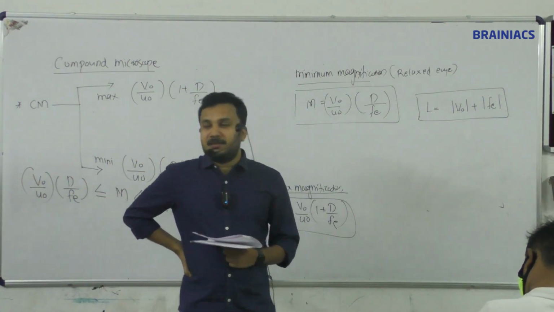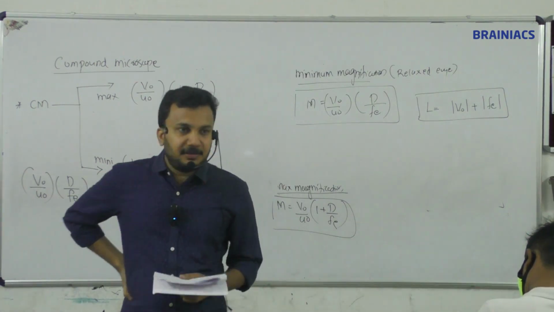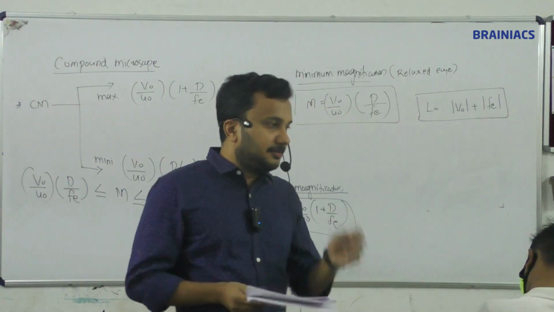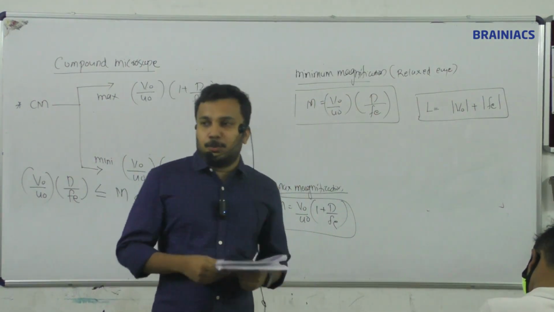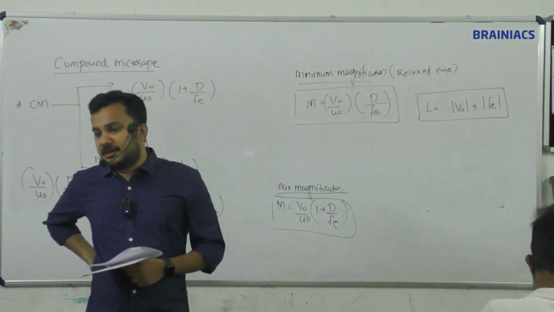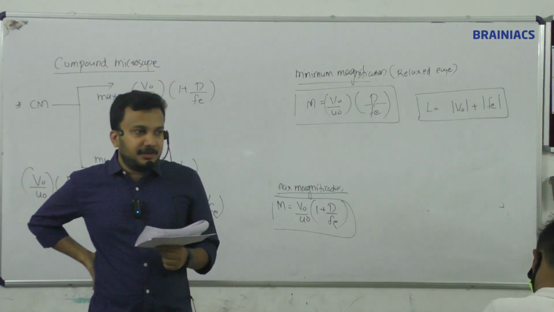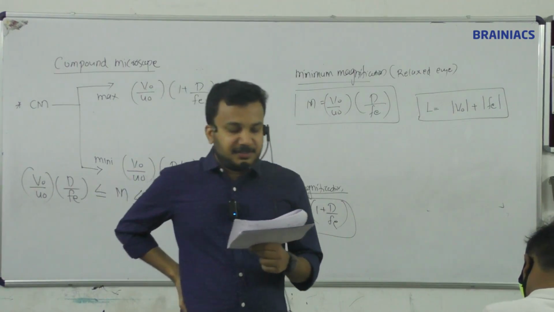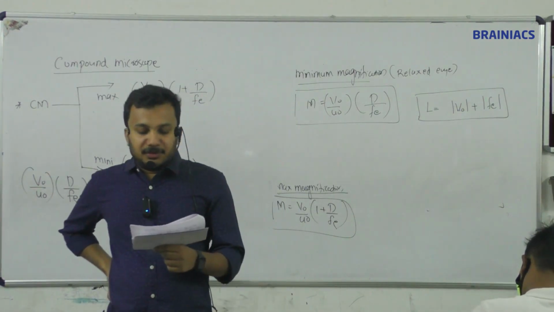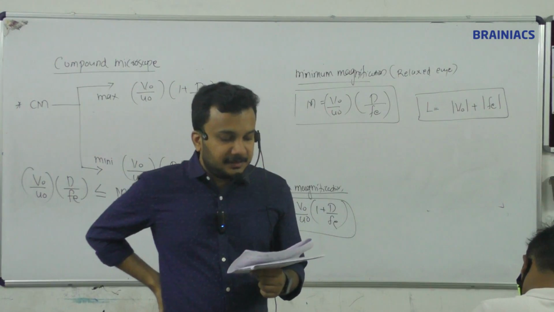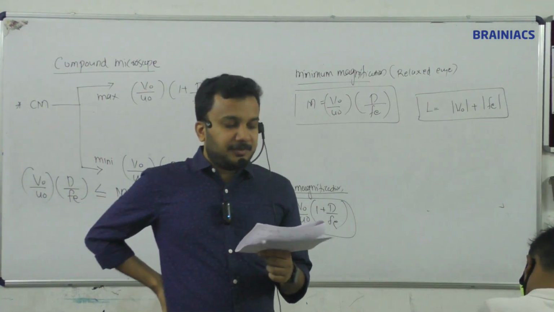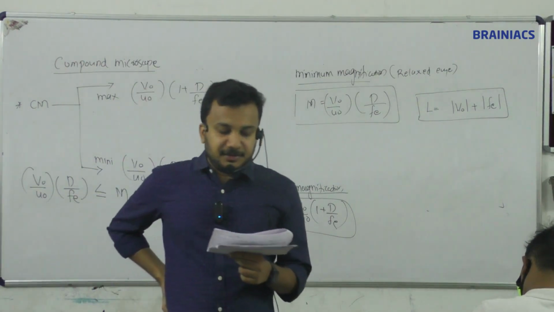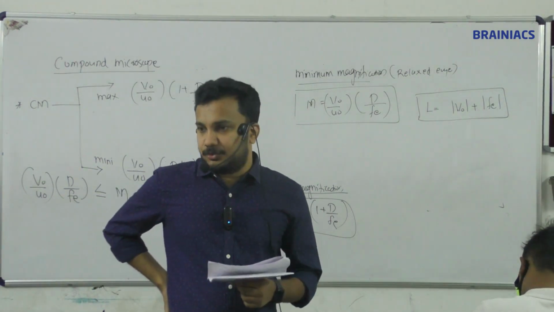This is a 2018 NEET question. The previous NEET question, so we'll analyze it. What are the things which are given to us? I will read the question once again. In a compound microscope, focal length of the objective lens is 1.2 centimeter. Focal length of the eyepiece lens is 3 centimeter. When the object is kept at 1.25 centimeter in front of the objective lens, the final image is formed at infinity. Magnifying power of the microscope is.